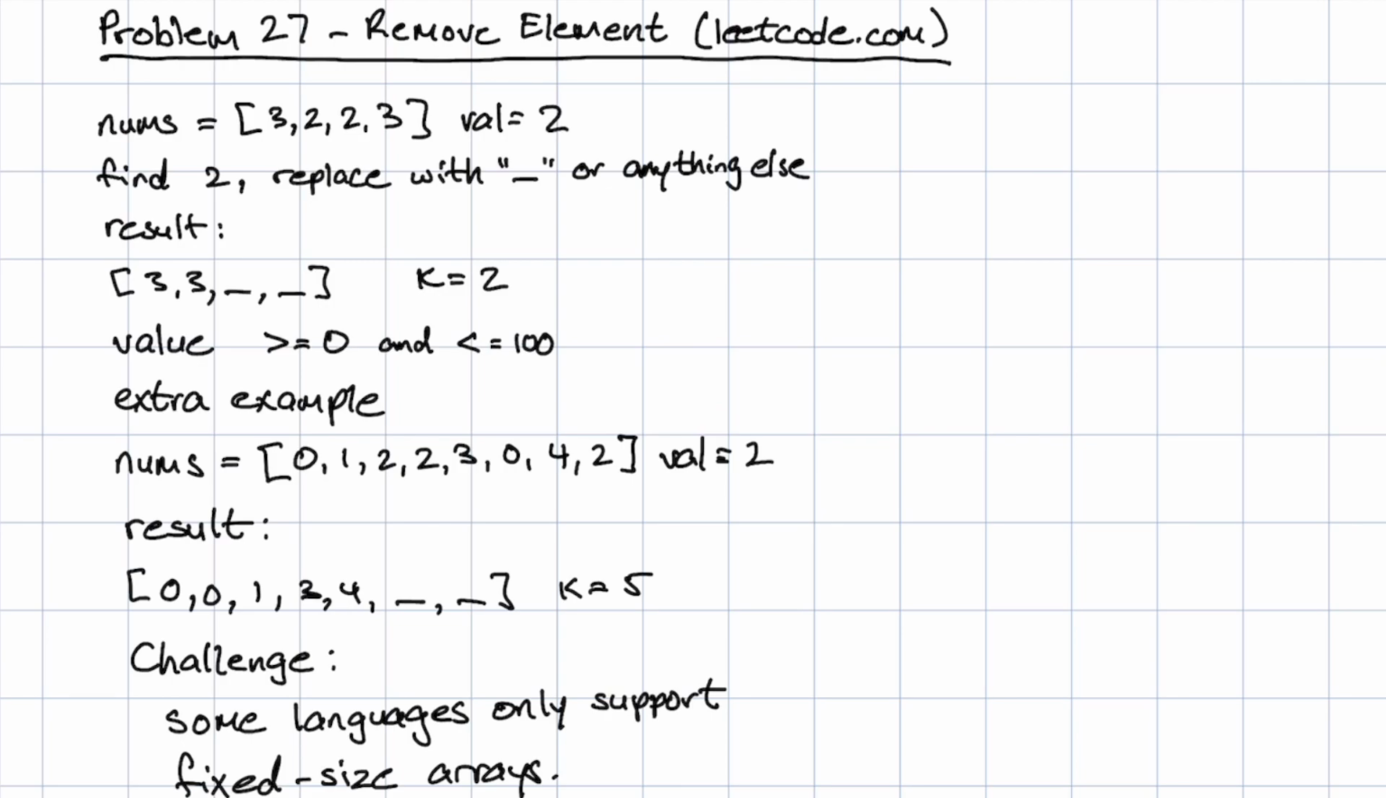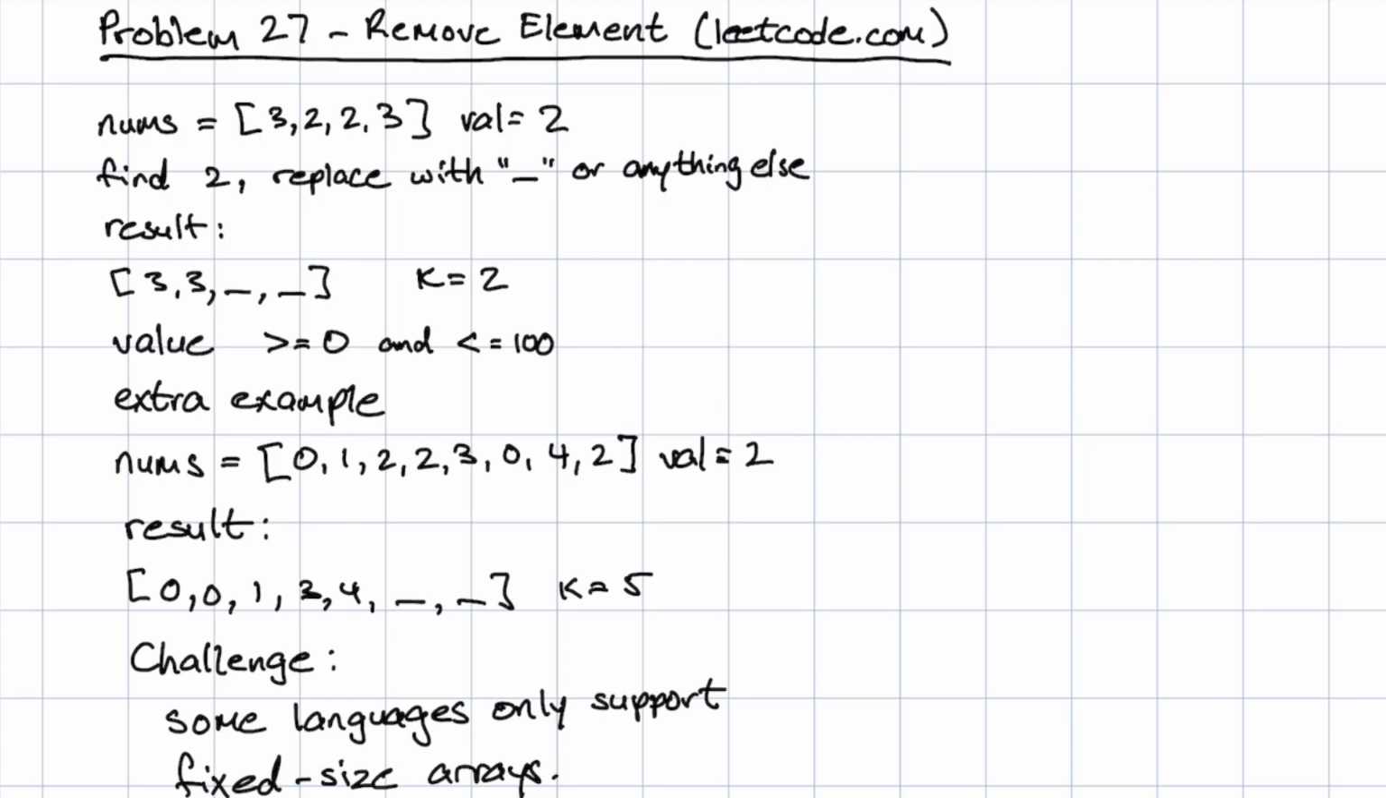So we have another example here where we have 8 numbers. And we want to remove 2 yet again. We see in the array that 2 appears 3 times. So as a result, we're going to end up with an array where k is equal to 5 because we've removed 2 3 times from an array that contains 8 numbers.